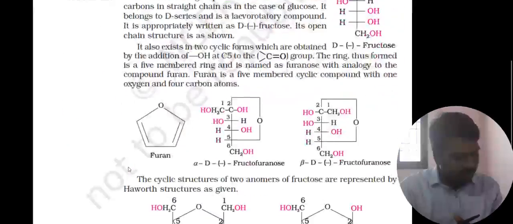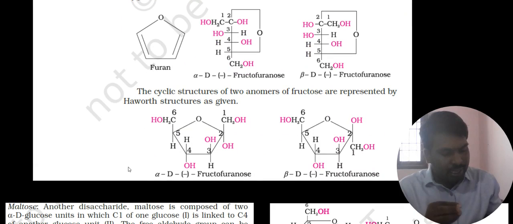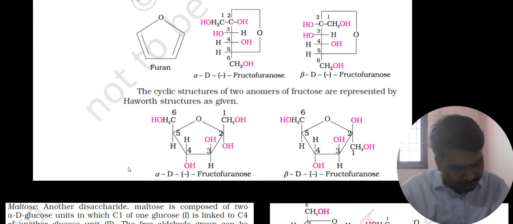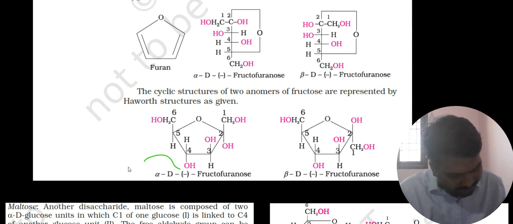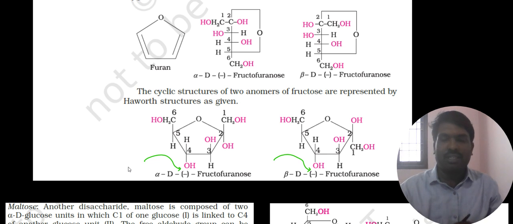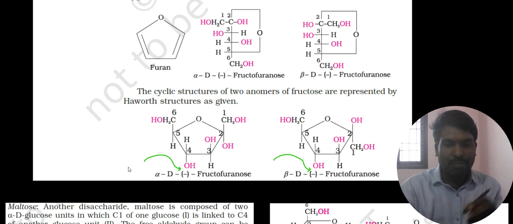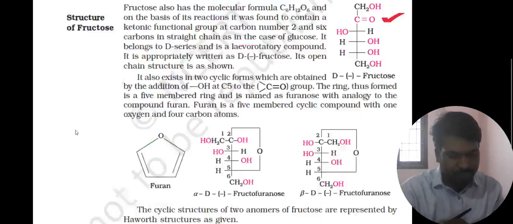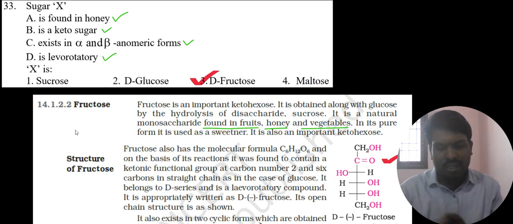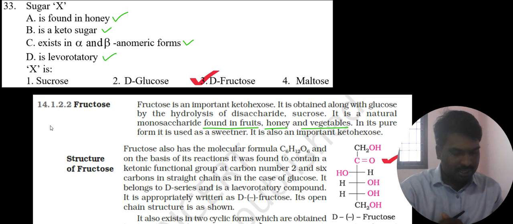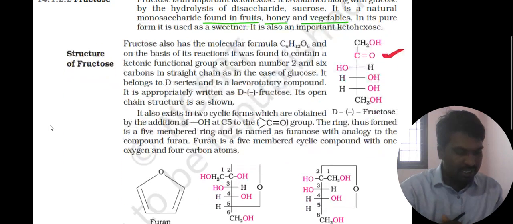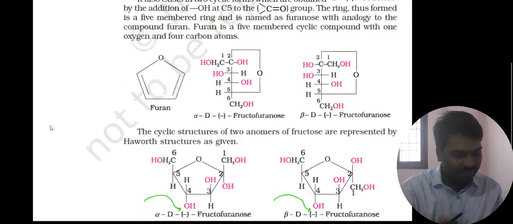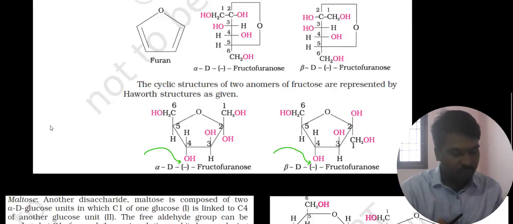Here you can observe the alpha anomeric form and beta anomeric form. Within the bracket you get a negative sign, and this negative sign indicates levorotatory. Suppose for glucose, within the bracket you find a positive sign. Understood? So from all conditions, what is the right answer? D-fructose is the right answer. I provided data here from the NCERT textbook only, so it is very useful for you.